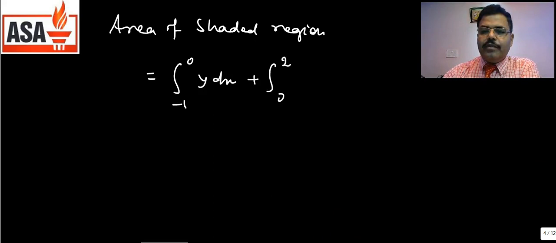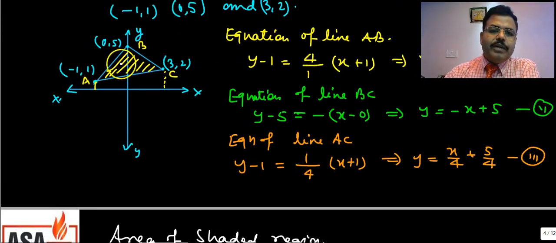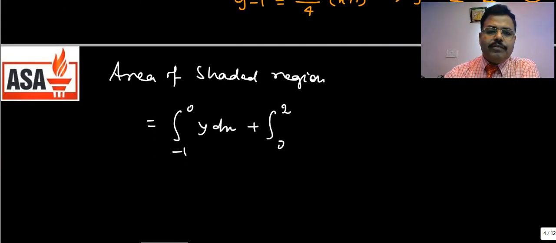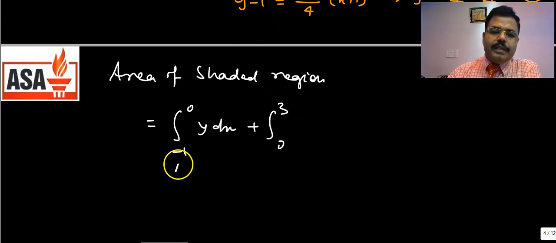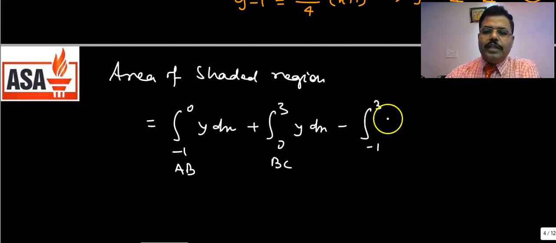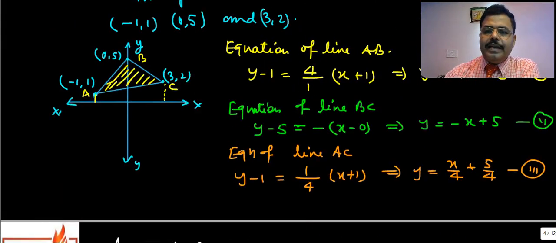Try to understand what I am writing here. Minus 1 to 0 along line AB and then B to C, BC, that is 0 to 3. So the limit will be 0 to 3, x coordinate is 3. So this is along AB, this is along BC, y dx, minus the integral from minus 1 to 3 of y dx, along AC. Now, AB, AC and BC, we will write the equations here and the answer will come out.